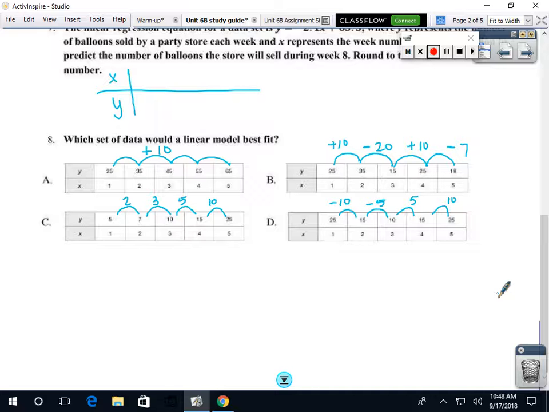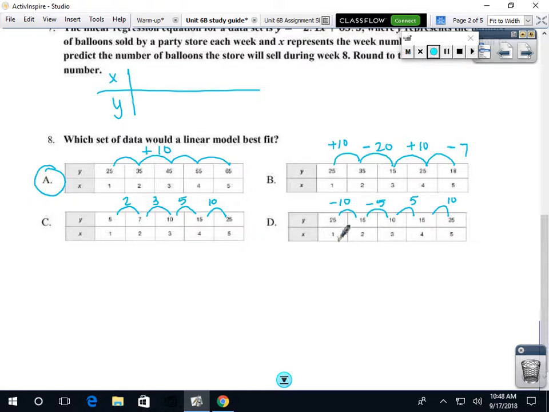Okay, to be a line, to be a linear model, it has to have a constant rate of change, which means it does the same thing every time. And the only one that did the same thing every time is A. Now, there is a pattern in D, but let me show you what kind of pattern it is.